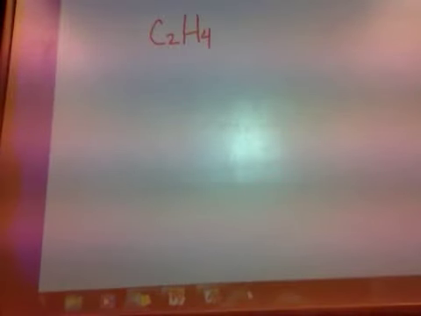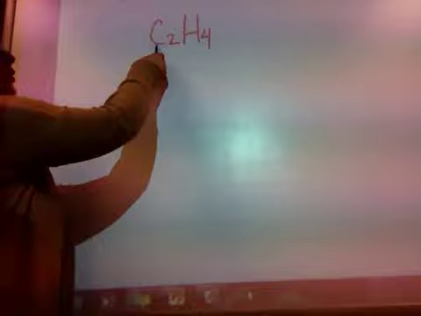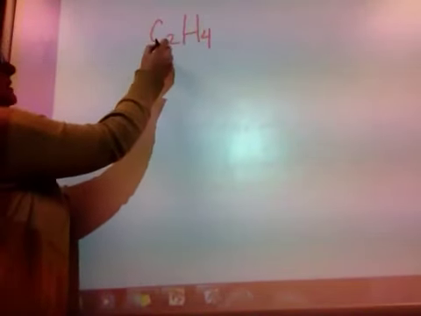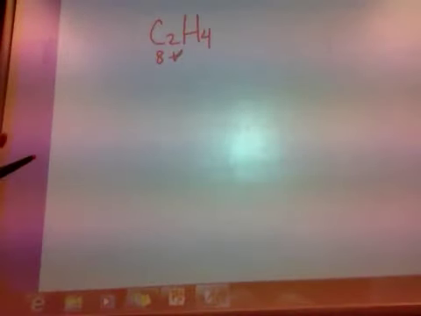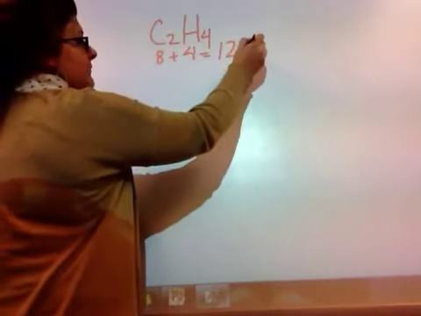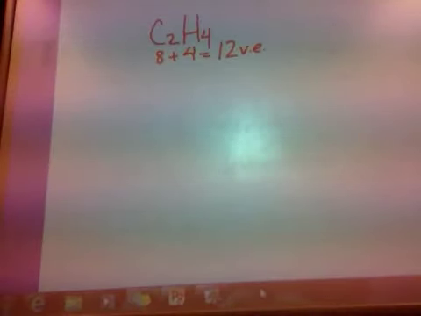Okay, if I wanted to calculate first the number of electrons that are present completely in this compound, C2H4, I'm going to add up 4 valence electrons for carbon, but times 2 because there's 2 of them, so that means that there are 8. Plus, hydrogen has 1 valence electron, and there are 4 of them, so that would be plus 4. So that means that overall, I have 12 valence electrons.